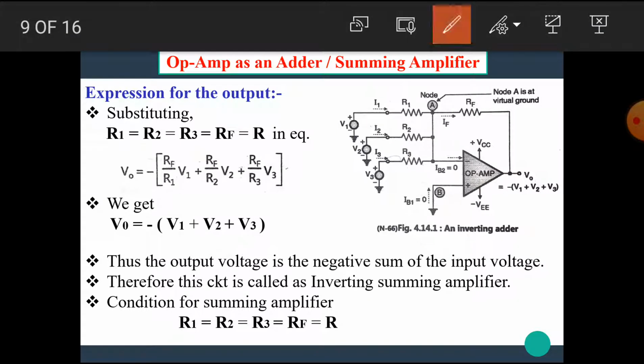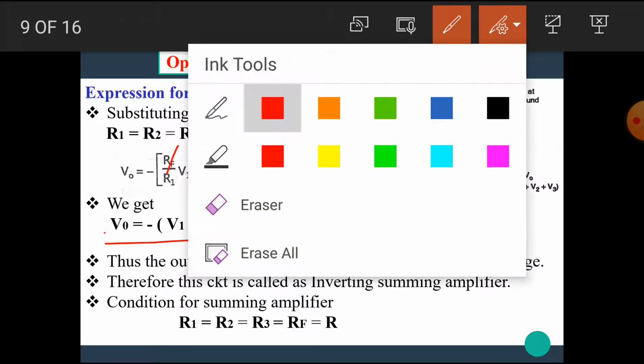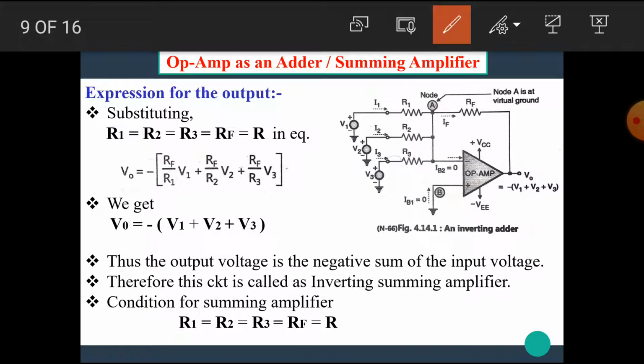Now substituting R1 equal to R2 equal to R3 equal to RF equal to R in this equation, if we place all the resistor values the same, then all these ratios cancel each other and we get the equation V0 equal to minus V1 plus V2 plus V3. The condition is that all the resistors have the same value.